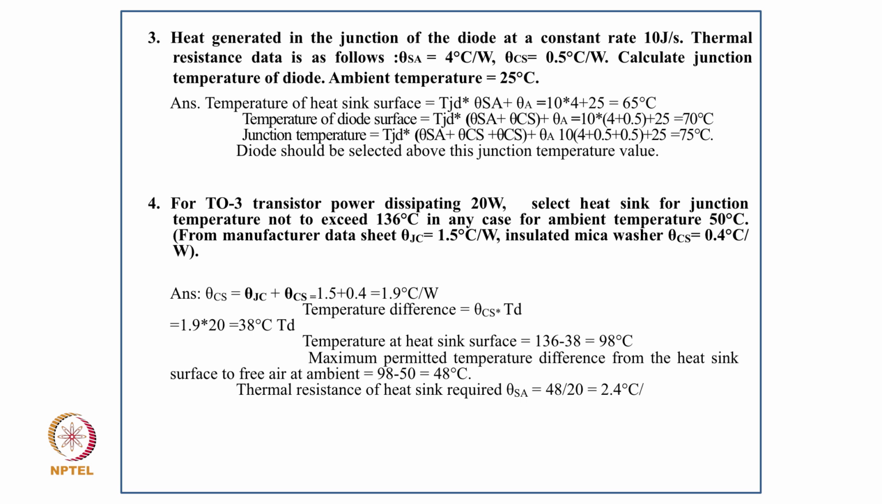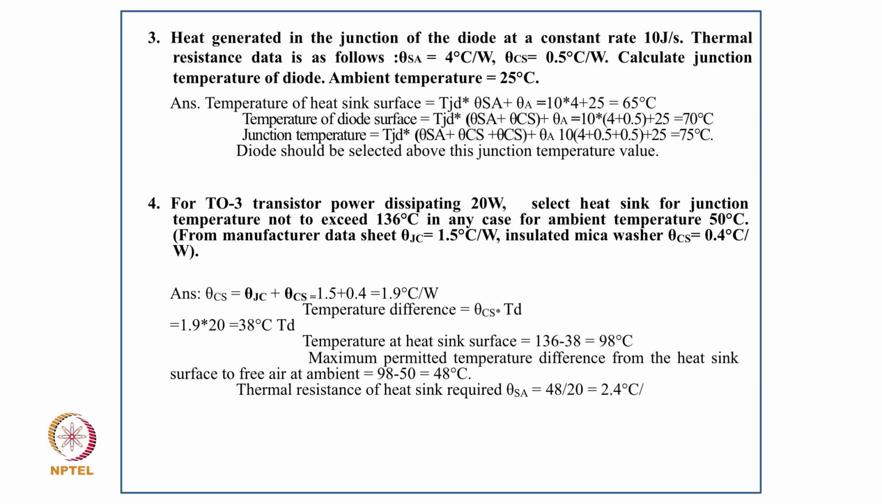For a TO transistor with power dissipation of 20 watts, select the heat sink so that the junction temperature does not exceed 136 degrees Celsius in any case, at an ambient temperature of 50 degrees Celsius. From the manufacturer data sheet, theta JC is 1.5 degrees Celsius per watt, insulator theta CS equal to 0.4 degrees Celsius per watt. So theta JS equal to 1.5 plus 0.4, 1.9 degrees Celsius per watt.